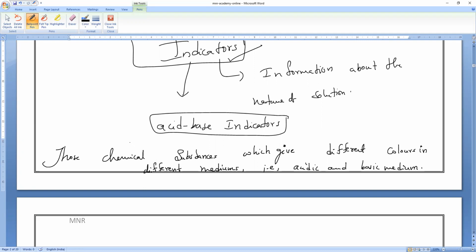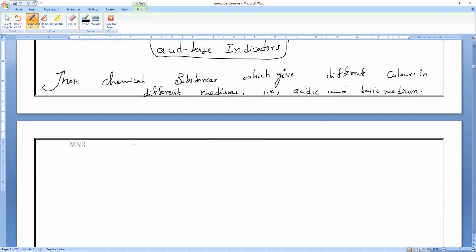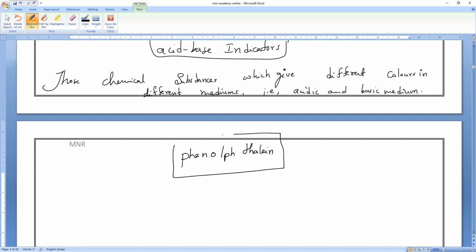So for example, you all know the famous indicator. Let me take phenolphthalein. Phenolphthalein is one of the most famous indicators in most chemical laboratories to identify acid and base. Phenolphthalein spelling is very important. You have to learn the spelling: PHENOL, phenol, PHTHALEIN, phenolphthalein.